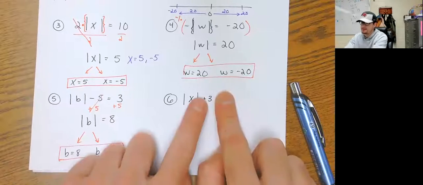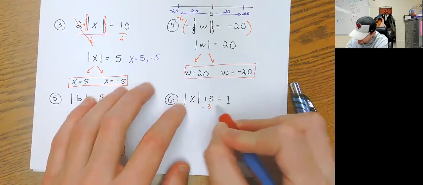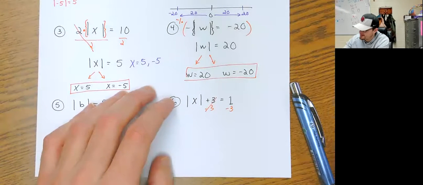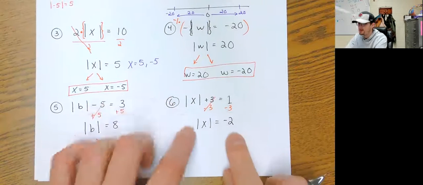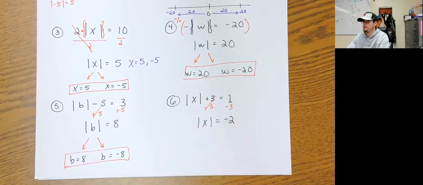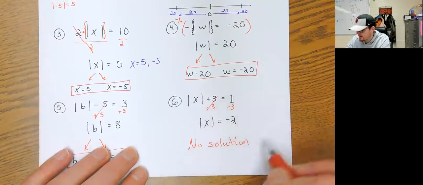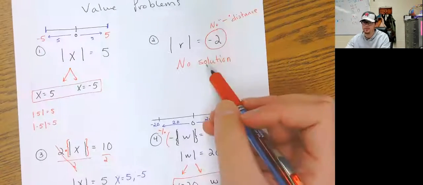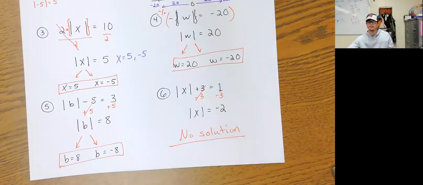All right. Is that by itself? No, it is not. So that's the first thing I need to do. So I need to cancel out addition with subtraction. -3, -3. So I'm left with the absolute value of x equals -2. Uh-oh. That doesn't work. Does not work one bit at all. Can't have negative distance. No solution. All right, no solution, just like up here when it was no solution. Doesn't work.